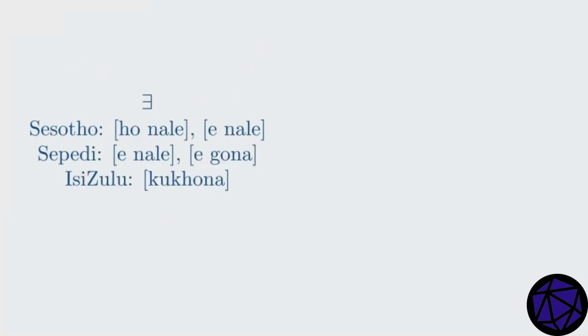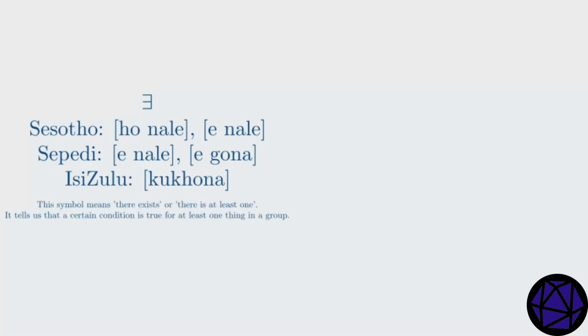Next, we have the existential quantifier. It looks like a backward E. In Sesotho, we say hona le or nale. In Sepedi, it's nale or gona. And in IsiZulu, we say kukhona. This symbol means there exists, or there is at least one. It tells us that a certain condition is true for at least one thing in a group.